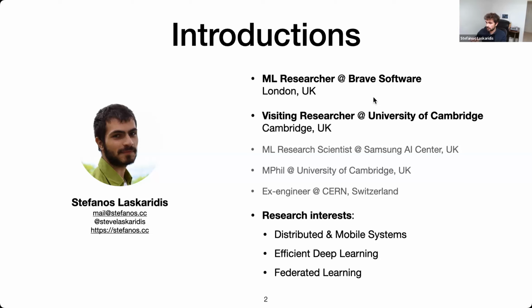My name is Stefanos. I also go by Steve, and I'm a machine learning researcher currently at Brave, which is a web company created by the founder of JavaScript. At the moment, I'm also a visiting researcher at the University of Cambridge, and I did my MPhil there as well. Before Brave, I used to be a research scientist at Samsung AI Center in Cambridge, and prior to that, an engineer at CERN in Switzerland.